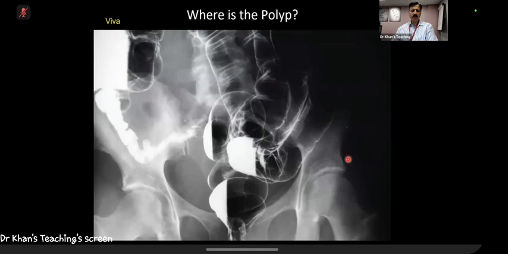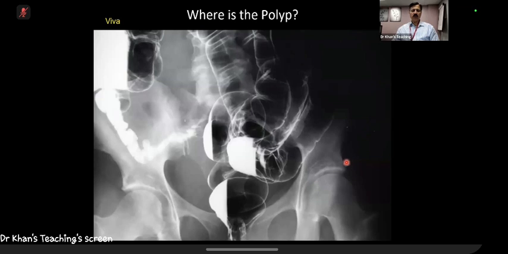this is a barium enema film, and these kinds of film used to come in the exam so often in the past, maybe 15, 20 years ago. Having said that, nobody is stopping the examiners from showing you similar films. Please remember, in COVID, in many centers, barium enemas, barium meals, etc., had a resurgence because endoscopy, CT colonographies, etc., were not being done. So this is a double contrast barium enema film.